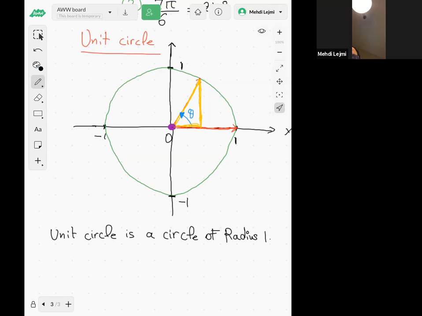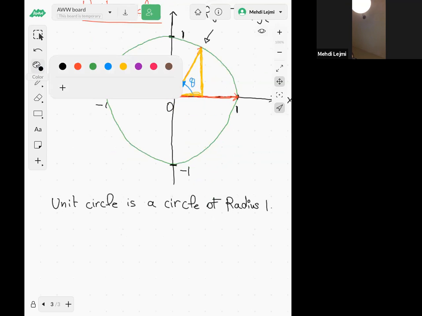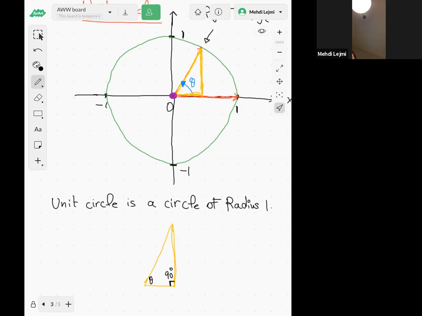Of course, this is the right triangle. What do I mean by a right triangle? One of the angles is 90 degrees. So here is 90 degrees, and here is my angle theta.